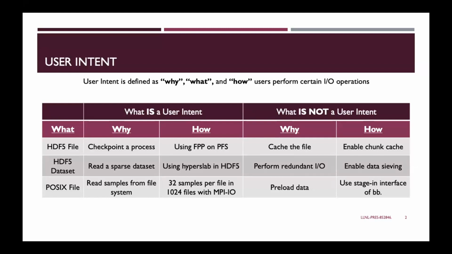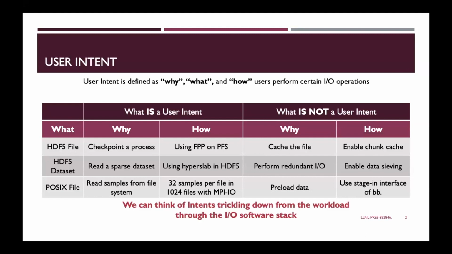A similar example from POSIX could be reading samples from a file, typically what AI does, with 32 samples per file from 1,024 files with MPIO. And in this context, configurations which are mistreated as user intent could be preloading data and using the staging interface of burst buffers. Intents don't just apply to the HDF layer or the MPIO layer or POSIX, they apply to everything. So we have to think about how a user's intent is trickling down through our storage stack and reaching the storage system eventually.